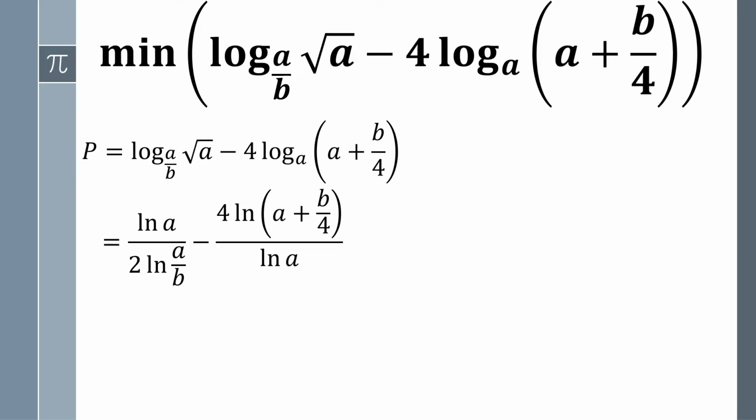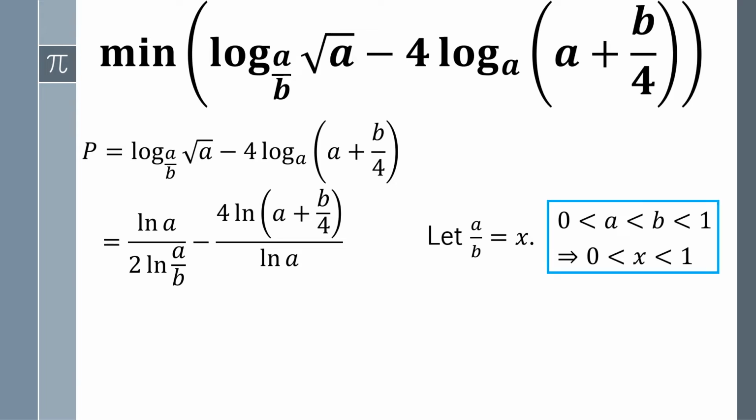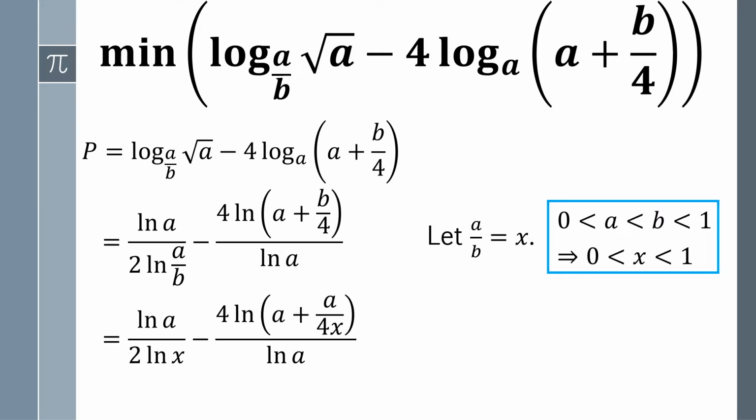I don't like the expression log a over b. Therefore, I'm going to do another substitution here by letting a over b equal x. From 0 less than a less than b less than 1, we can get the interval of x, which is between 0 and 1. This interval will be used repeatedly in the future. This is the result after substitution.